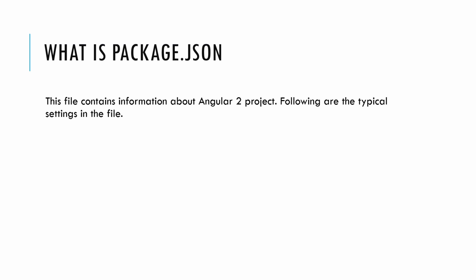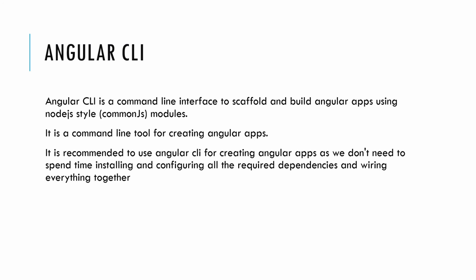So what is package.json? This file contains the information about Angular projects, and the following are the typical settings in the file. We have settings like what packages we installed, what the different versions of the packages are, and TypeScript and Angular information. Using this information, npm identifies and installs the corresponding packages for this current application.